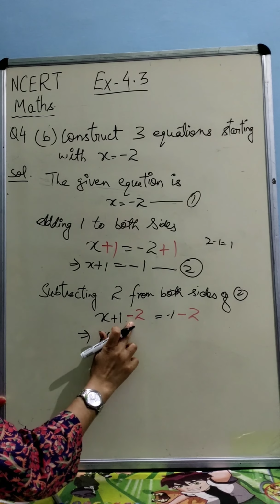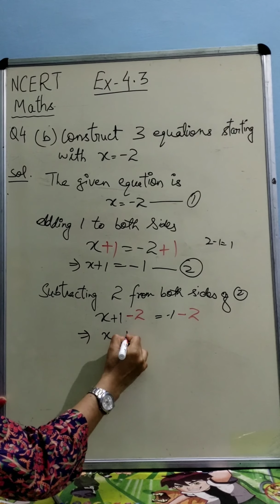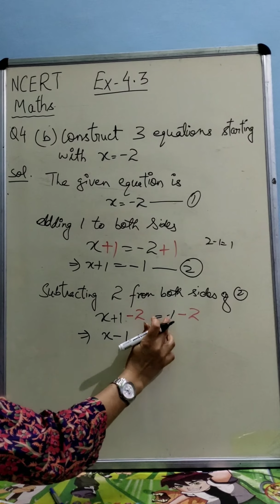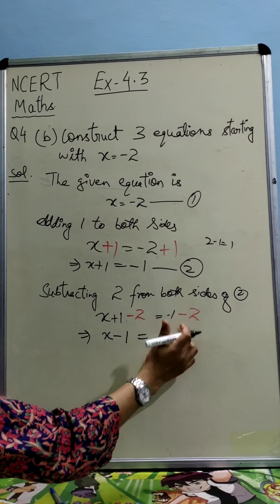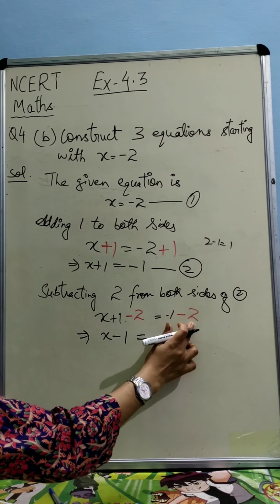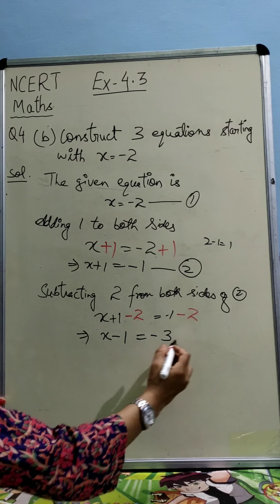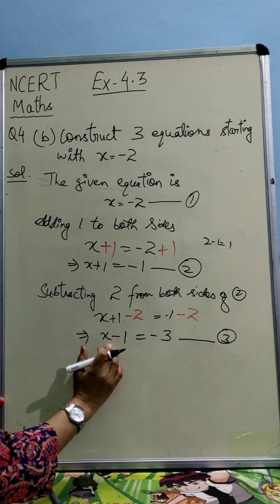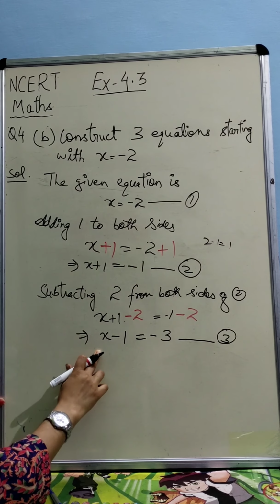X plus minus is minus. 2 minus 1 is 1. 2 is bigger, so minus 1. And minus minus is plus. 2 plus 1, 3. Greater number is 2, so minus 3. This is the third equation. That is the next equation.